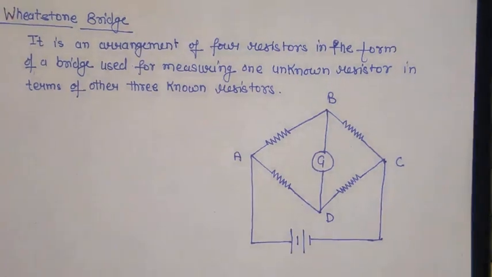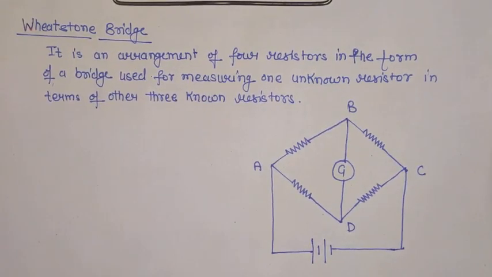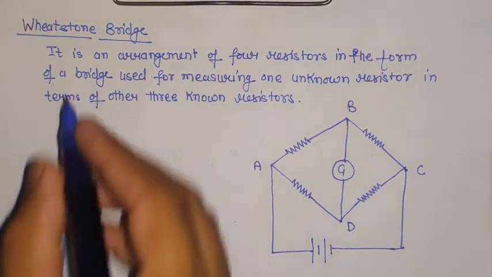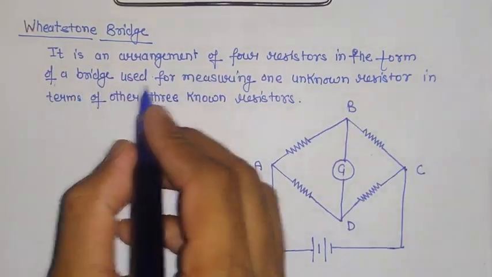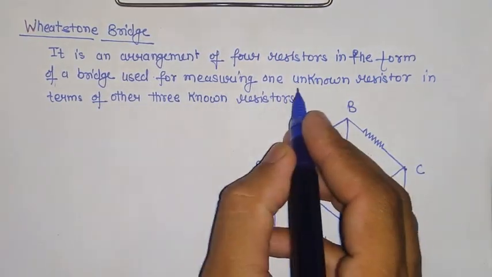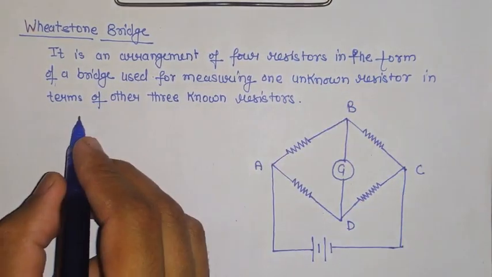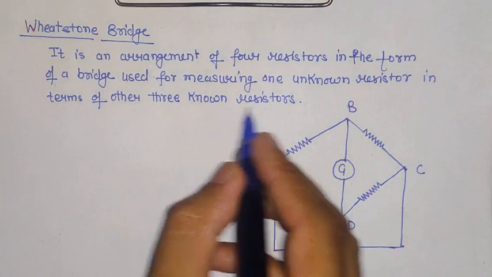Hello students, today's topic is Wheatstone bridge. It is an arrangement of four resistors in the form of a bridge, used for measuring one unknown resistor in terms of other three known resistors.